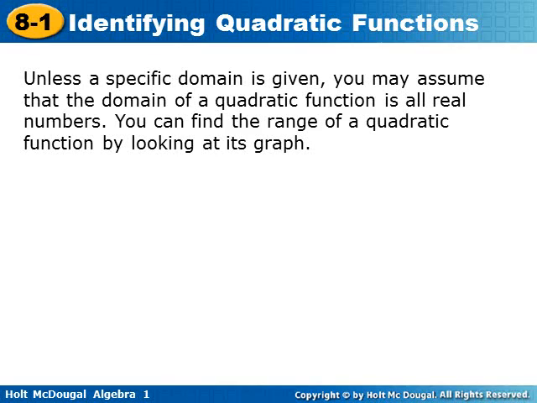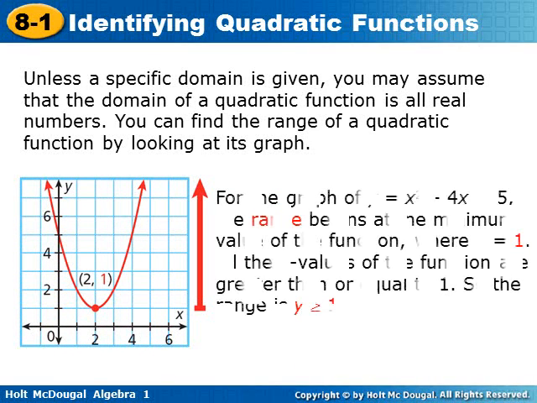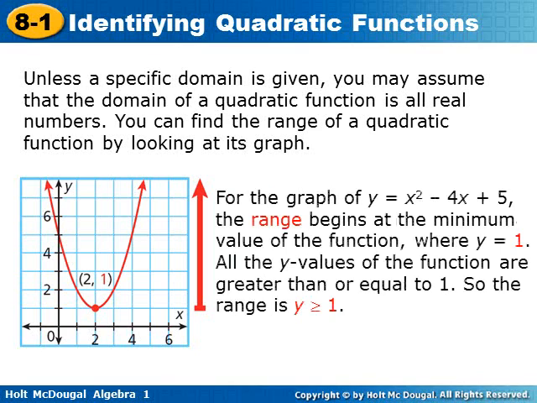Unless a specific domain is given, that's the x value range, you may assume that the domain of a quadratic function is all real numbers. You can find the range of a quadratic function by looking at its graph. So for this one, y equals x squared minus 4x plus 5, the range begins at the minimum value of the function. If you look, the vertex is 2, 1, which means that the minimum value is 1, the y value of the vertex. All y values of the function are greater than or equal to 1. So you would write the range as y is greater than or equal to 1.